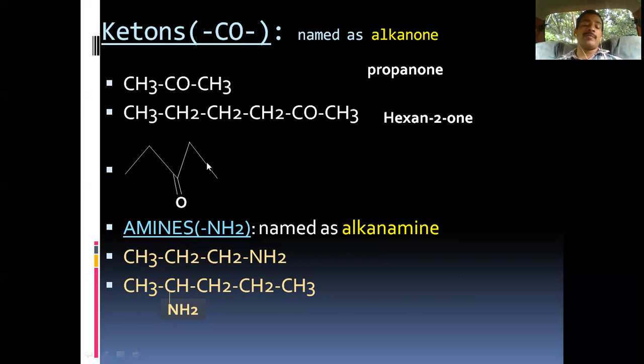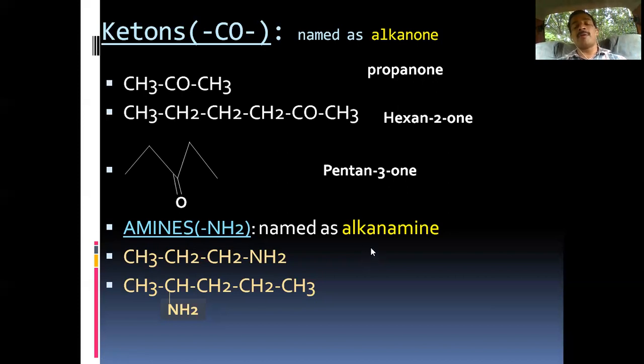If you start numbering from this side, 1, 2, 3, it is the third carbon atom. If you start numbering from the other side, 1, 2, 3, it is also the third carbon atom. So if you start numbering from the left side or the right side, there is no problem. So start numbering from this side, 1, 2, 3, 4, 5. 5 carbon atoms, so it is pentanone, but the CO group is in the third carbon atom, so pentan-3-one. That is the name of the compound.